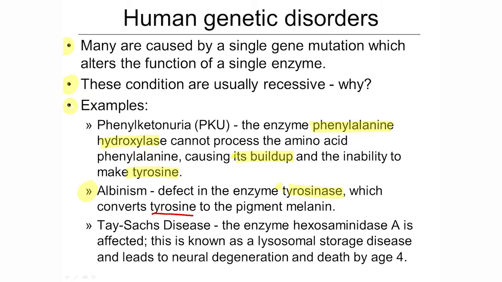Tay-Sachs disease is definitely a serious disease. The enzyme, it's a bit of a tongue twister, hexosaminidase A, is affected. This is where the biochemistry gets detailed, you can look it up, but basically this enzyme exists in lysosomes, and it's responsible for the breakdown of certain things called gangliosides, which have a lipid component to them. Now, it's known as a lysosomal storage disease because since they can't be broken down, these products build up in lysosomes, particularly affect the development of the nervous system, and usually this leads to death by age 4.